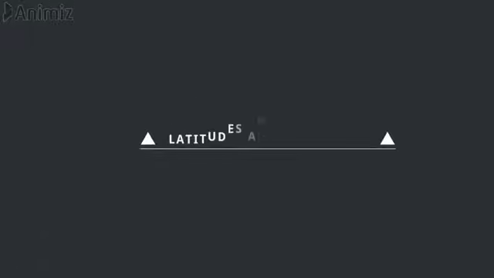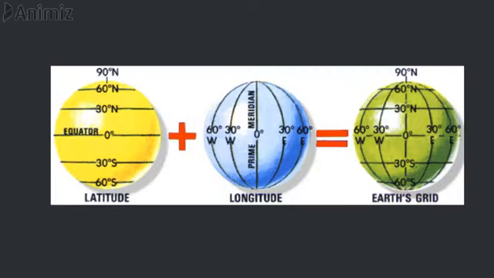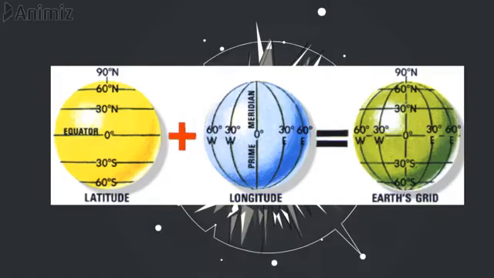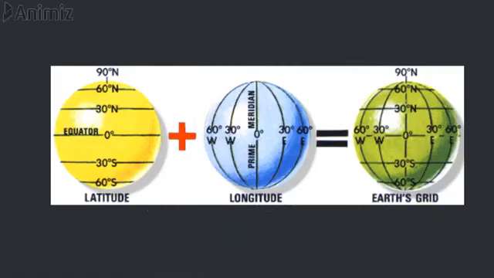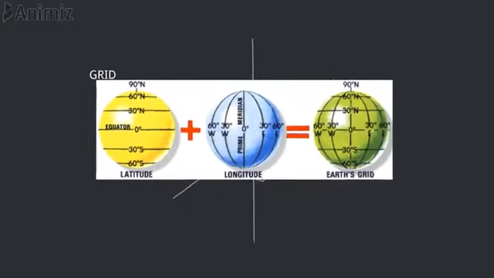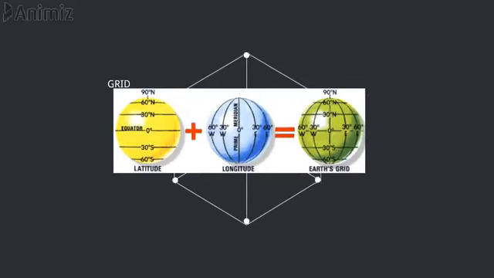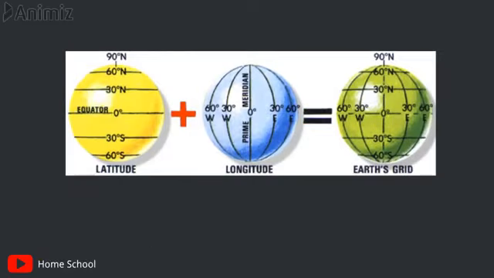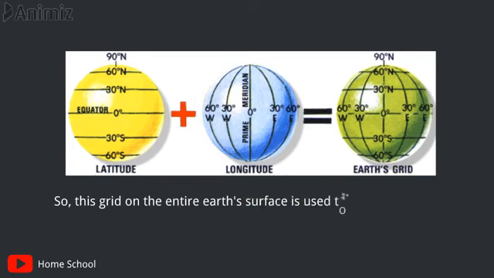These latitudes and longitudes together make a grid that covers the entire Earth's surface, and every point of this grid is one location. So, whenever we want to find the location of a place or a person, we find it in this grid. The point where the latitude and the longitude of a particular place cut each other is the location of that place. So, this grid on the entire Earth's surface is used to find the location of different places.